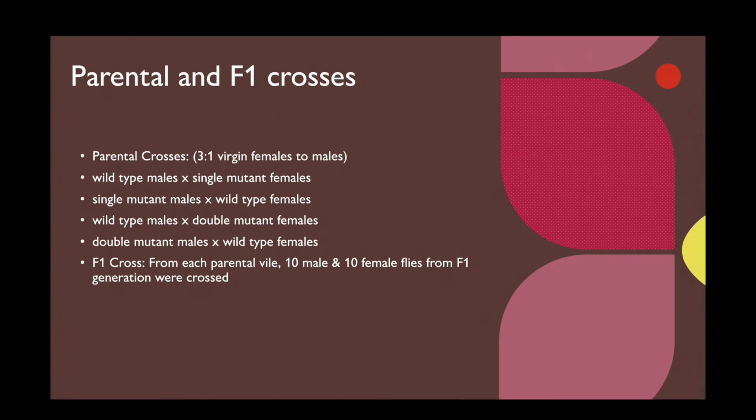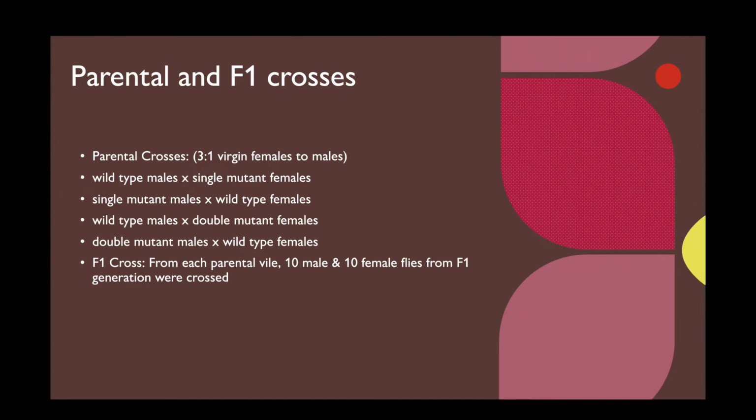4 parental crosses were made from this experiment. They were made in 3-to-1 ratios of virgin females to males. The first cross was of wild-type males and single-mutant females. The second cross was of single-mutant males and wild-type females. The third cross was of wild-type males and double-mutant females. And the fourth cross was of double-mutant males and wild-type females.